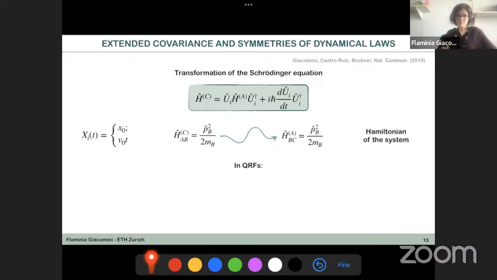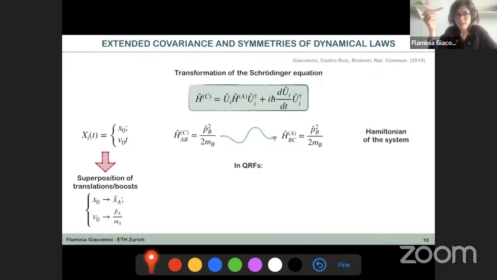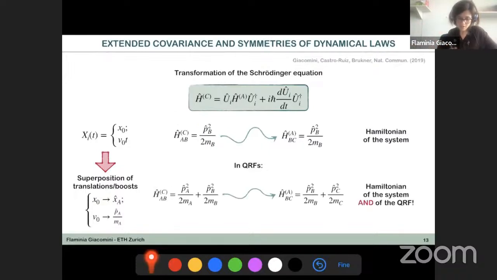Now, what happens in quantum reference frames? First of all, the general recipe for a quantum reference frame transformation is: I take the parameter, I promote it to an operator on the Hilbert space of the quantum reference frame. So in this case, x0 goes to the position of the quantum reference frame, and v0 goes to PA divided by MA of the quantum reference frame. And then when I consider my Hamiltonian, I don't have only the Hamiltonian of the system that I'm transforming, I also have the Hamiltonian of the quantum reference frame. So in this case, I want to start from a free particle Hamiltonian with two particles, A and B. And then I move to A.